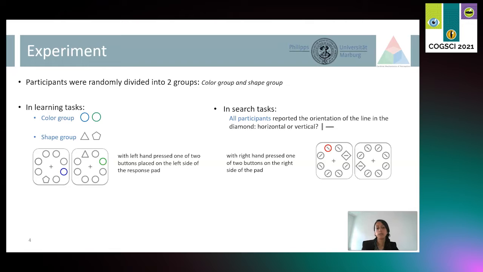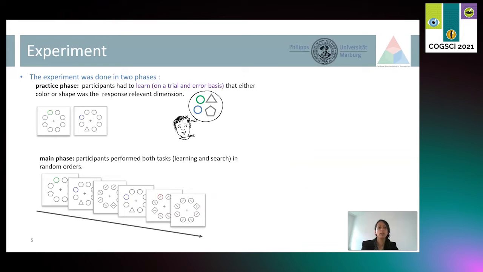Participants with the right hand pressed one of two buttons on the right side of the pad. If the responses were incorrect, participants received beep sounds as feedback. The experiment was done in two phases, practice phase and main phase. In the practice phase, participants had to learn on a trial and error basis that either color or shape was the response relevance. In the main phase, participants performed both tasks, learning and search, in random order, as you see here in this example.